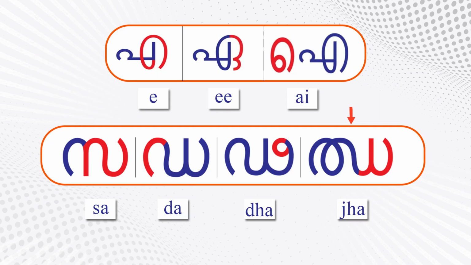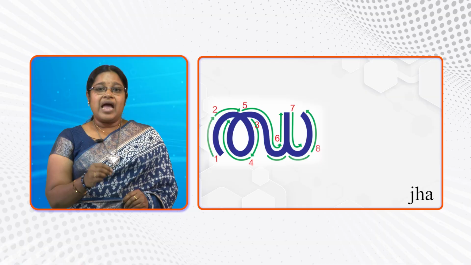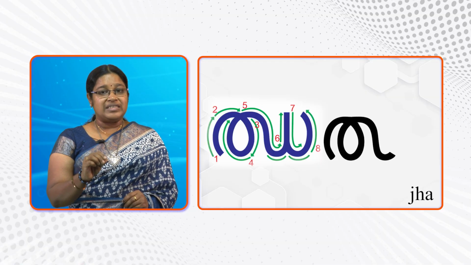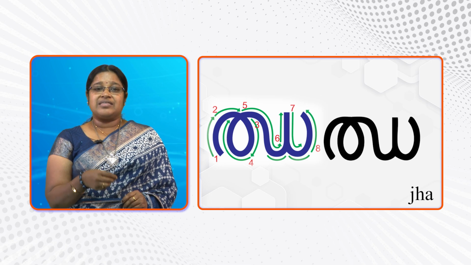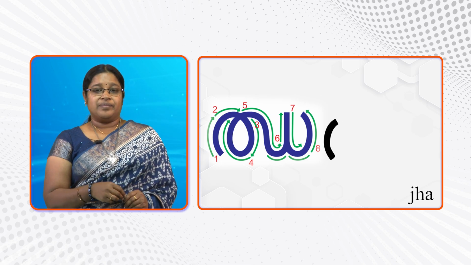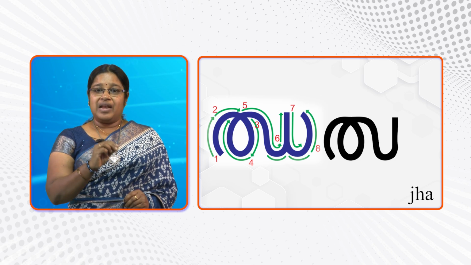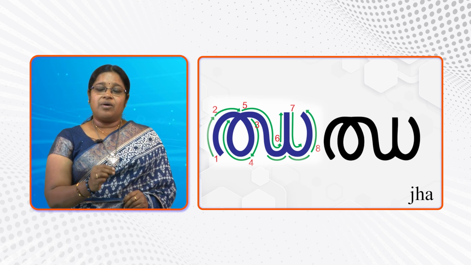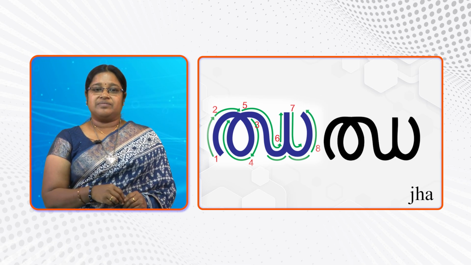The last letter, it is jha. This letter is the aspirated sound of ja. The release is followed by an extra puff of air. Begin to write from left down based on its stroke numbers.